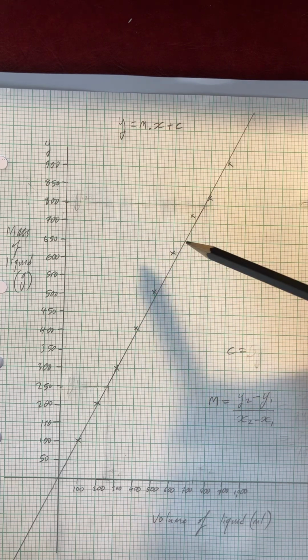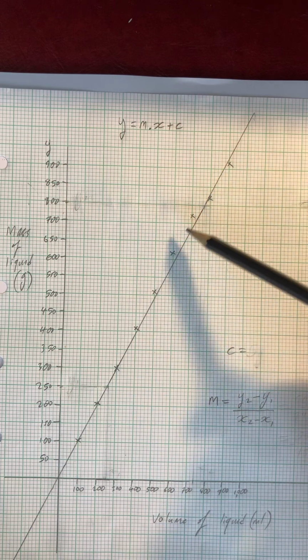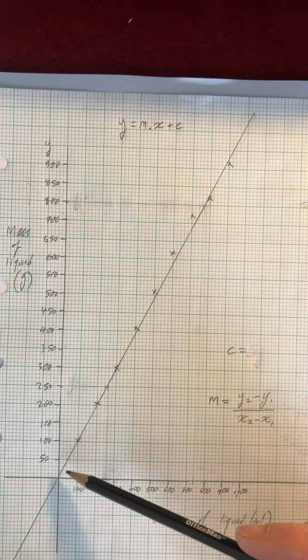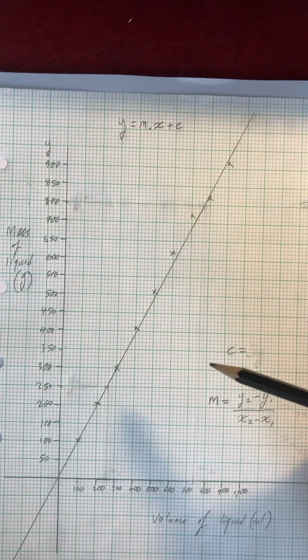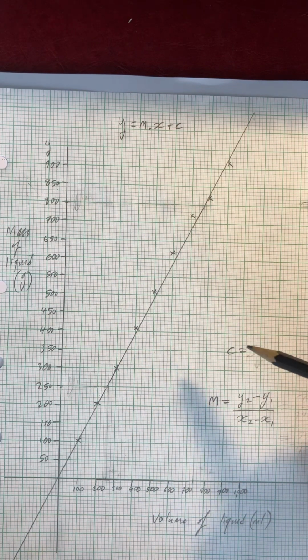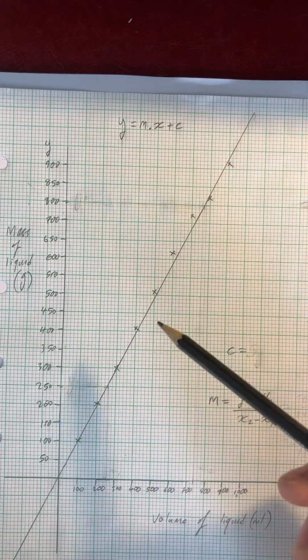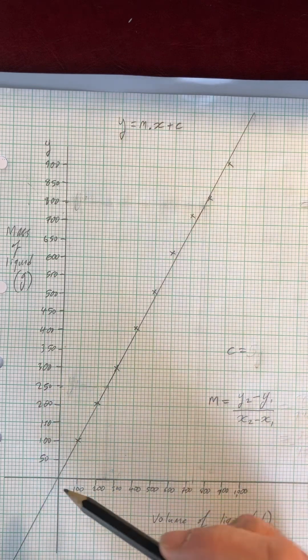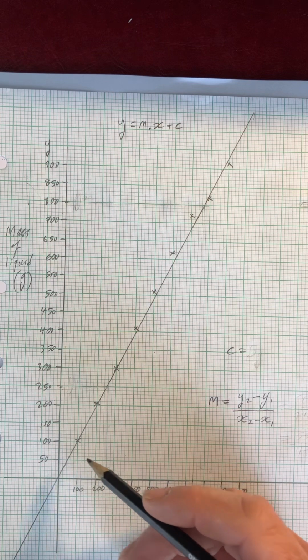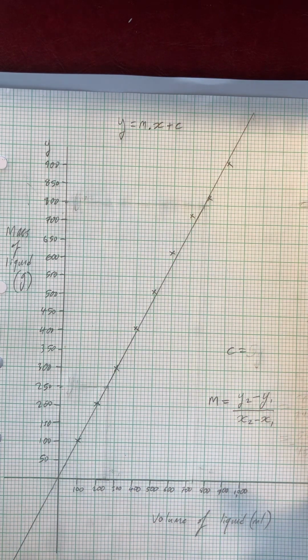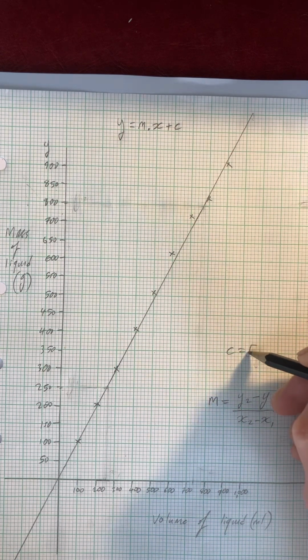Now, when you have drawn your line, you must make sure that it extends right through the y-axis. This is so that we can determine something called the intercept. The intercept is where the line hits the y-axis. In this case, the intercept is about 5. And the letter we're going to use to denote the intercept is C. So I'm going to write down C equals 5.